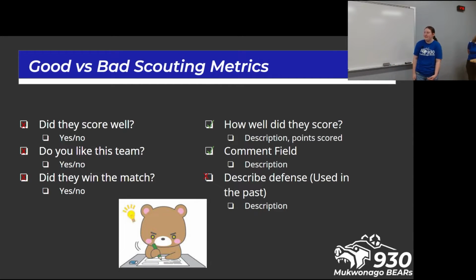What about describing defense? Any ideas? Maybe? No, that's okay. We did use this metric in the past. Describing defense is just a hard thing to track. And honestly, you can change this kind of subjective question into a quantitative metric. So like in this past year, we rated our defense on a scale of 1 to 3. It was a lot easier for us to track it, to look at it in our data, and it just made everything a lot easier if you have numbers associated with it.